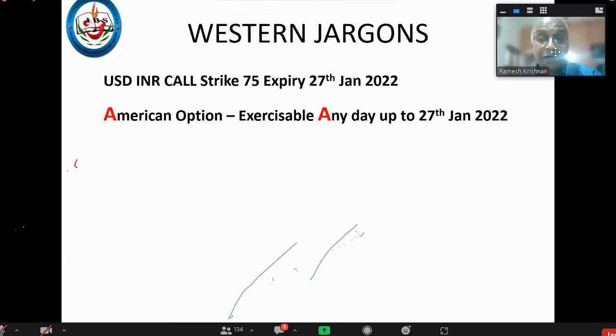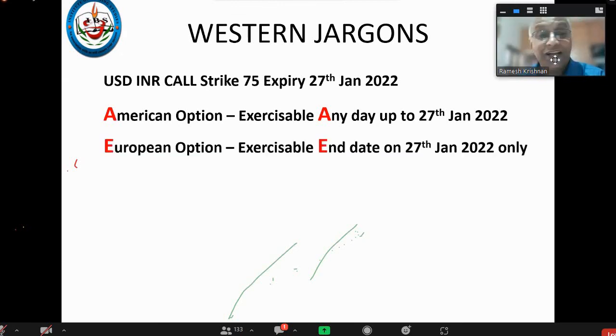Now, there are two kinds of options in the market, an American option and a European option. Don't memorize by heart. American option is exercisable any day up to 27th January. Today, we are in October, assuming this is 23 October. So you can exercise it on any day in October, any day in November, any day in December, and up to 27th January, any day, then it is an American option. Any day, A for American. This is how I remember.